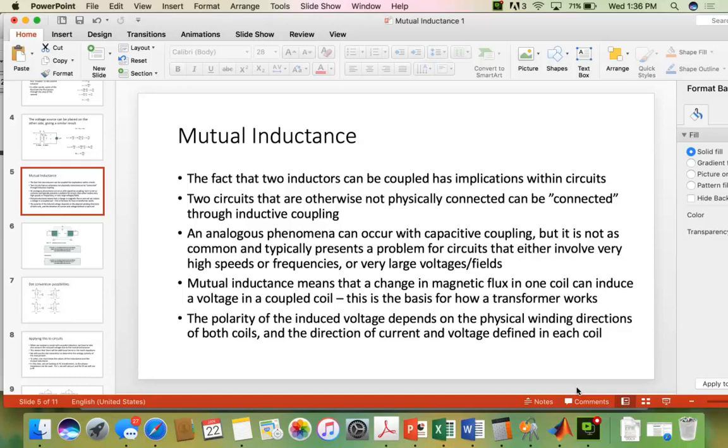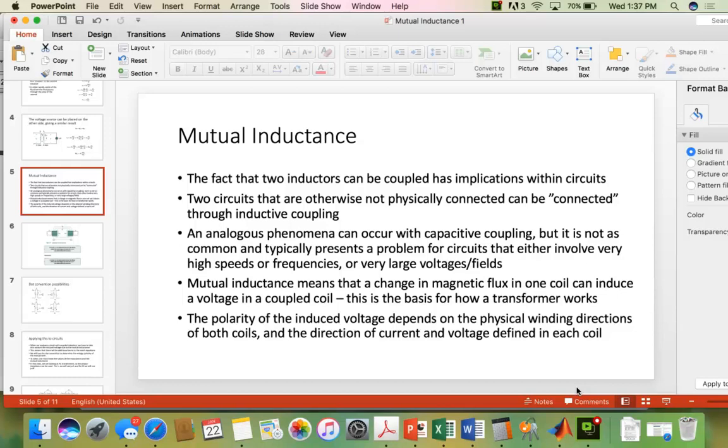This slide is a brief review of what we did in class last time, talking about mutual inductance. So first of all, mutual inductance means that we have two inductors and they're coupled because they share some flux, so the flux that one inductor produces is seen by the other inductor, and this can have implications inside circuits. One of the implications is two circuits that are otherwise not physically connected can be connected through inductive coupling.